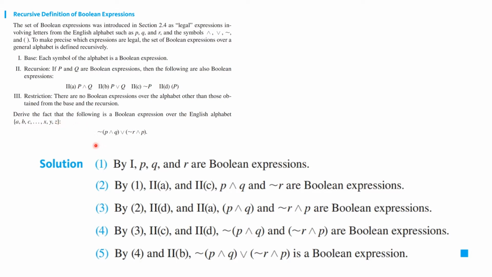So let's derive the fact, show that this in fact is a Boolean expression over the English alphabet, and those are the letters of the alphabet. Well, first of all, the letters are Boolean expressions, and by the properties we know that these two are also Boolean expressions. So what we can do is take conjunctions of two Boolean expressions to get a new Boolean expression, and then you can negate this one and that one, and then you can take the disjunction. So you see what you've done is you've gone through and you've shown that in fact this is a Boolean expression. Computer programs do this to validate syntax.